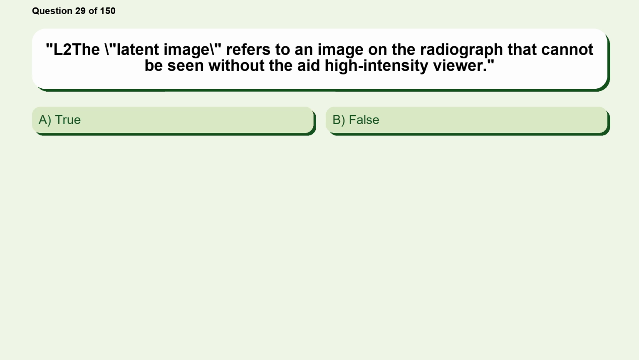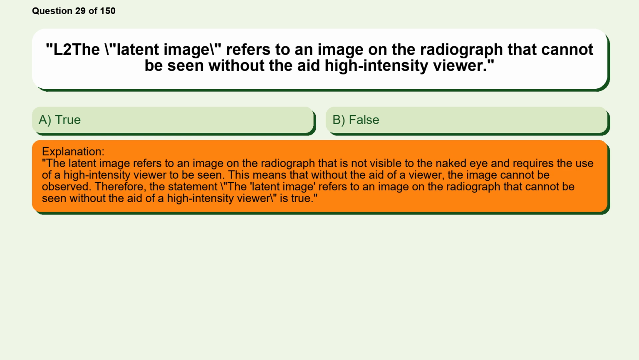Question 29. The latent image refers to an image on the radiograph that cannot be seen without the aid of a high-intensity viewer. Option A. True. Option B. False. The correct answer is Option A, True. The latent image is not visible to the naked eye and requires the use of a high-intensity viewer to be seen. This means that without the aid of a viewer, the image cannot be observed. Therefore, the statement is true.